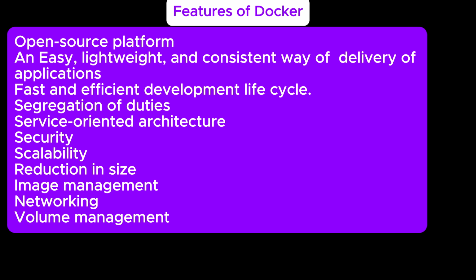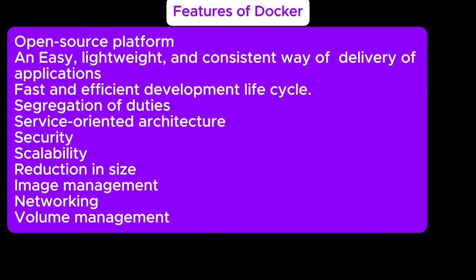Next is image management. Docker uses images to store the necessary files and dependencies needed to run applications. These images are created using a Dockerfile, which is a set of instructions that tells Docker how to build the image. Developers can use these images to create new containers or update existing ones. Docker also has a registry called Docker Hub, which is a central repository for storing and sharing images.